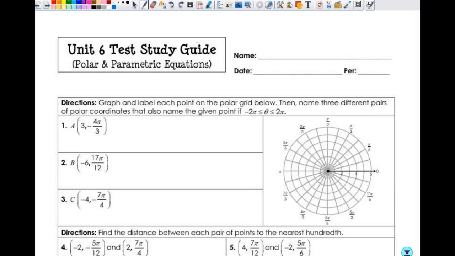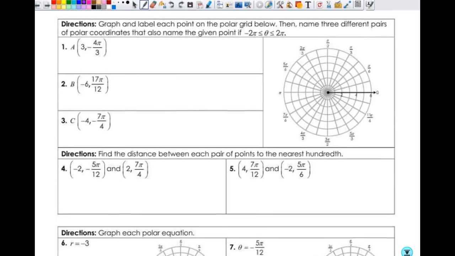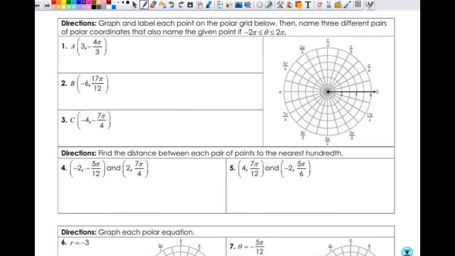Alrighty, here is our polar review. We're going to start. It says graph and label each point on the polar grid below, then name 3 different pairs of polar coordinates that also name the given point if theta is between -2 pi and 2 pi. So we're going to start by plotting A.